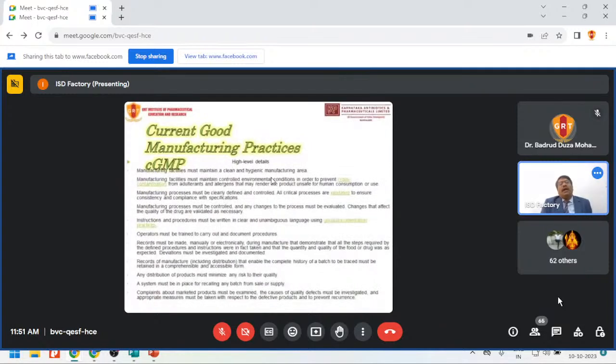Unknown persons cannot enter the other areas. So like that we maintain hygiene, cleanliness and safety; all these things will be maintained. That is one part. Then coming to this, manufacturing facilities must maintain controlled environmental conditions in order to prevent cross contamination from adulterants and allergens, which may render the product unsafe for human consumption or use.